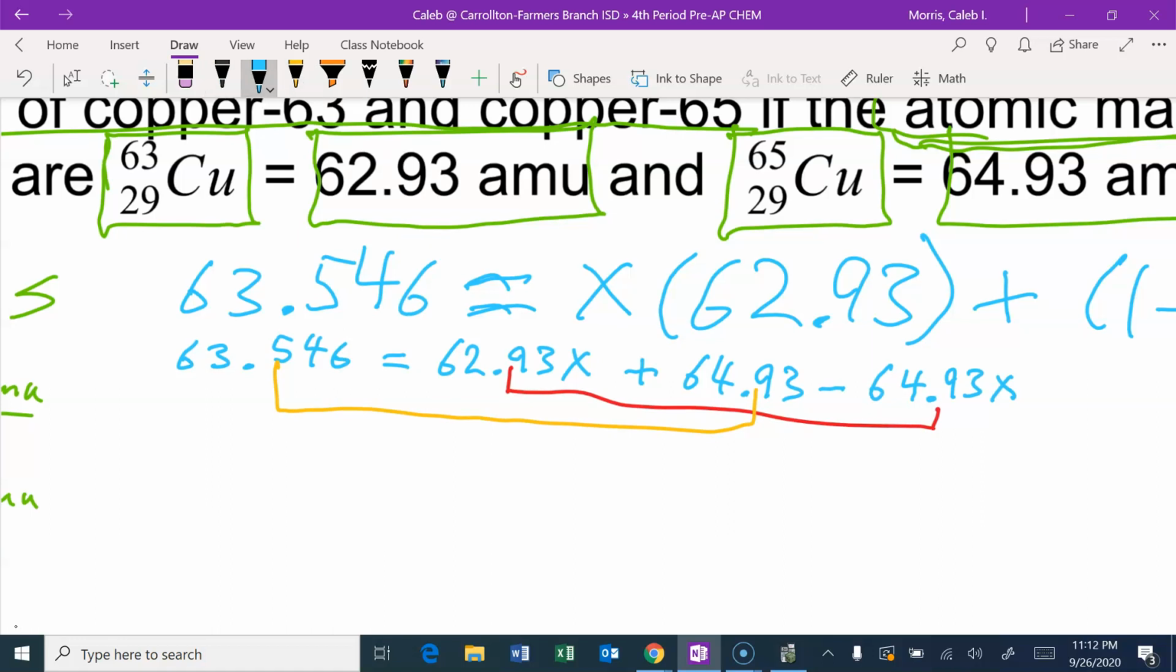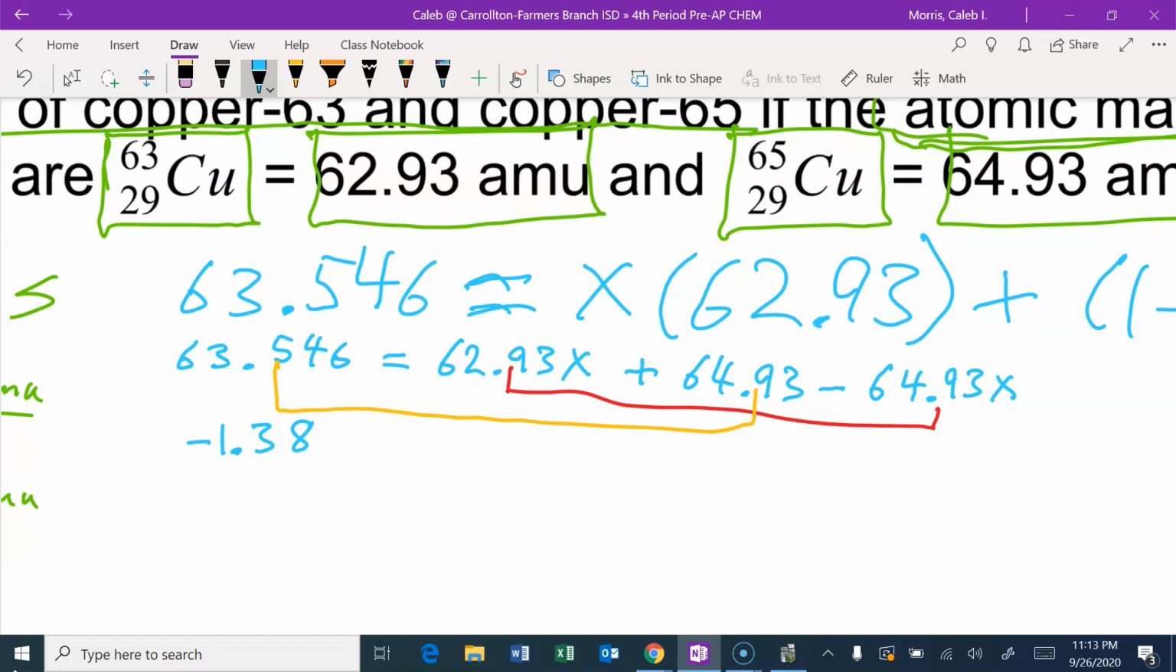So back to what we were doing, 63.546 minus 64.93 is negative 1.384. And technically, because I have two decimal places in one of those two numbers, I should round to 2 decimal places. So really I should put negative 1.38, and that should be my answer. I round it just to 2 decimal places.